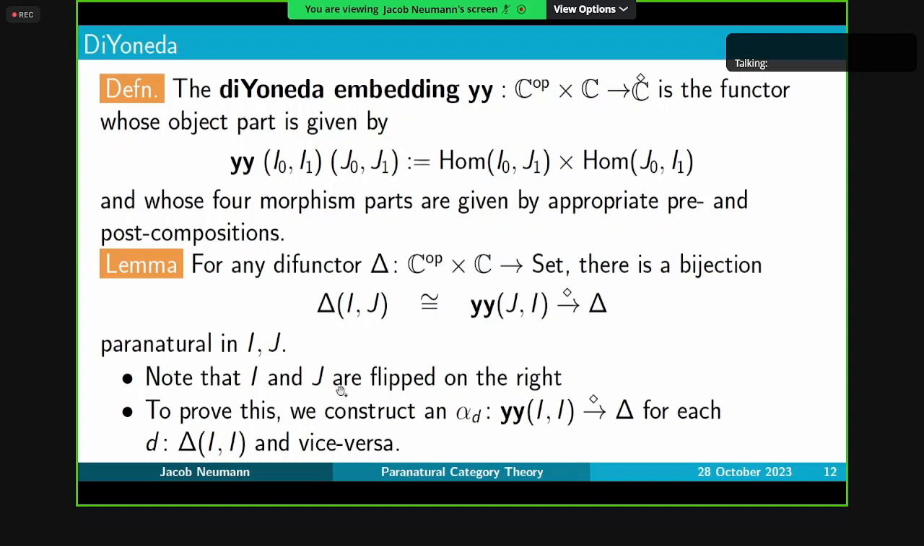But the other thing to know here is that this bijection, or this isomorphism, is a paranatural isomorphism. It's an isomorphism in the category of difunctors. And so in order to do this, this is just a really quick sketch of what the argument looks like, but we're constructing paranatural transformations back and forth between delta and, again, viewing this right hand side as a difunctor in I and J. So there we have our ℂ lemma, which I think is our diYoneda lemma, which I think is really cool.